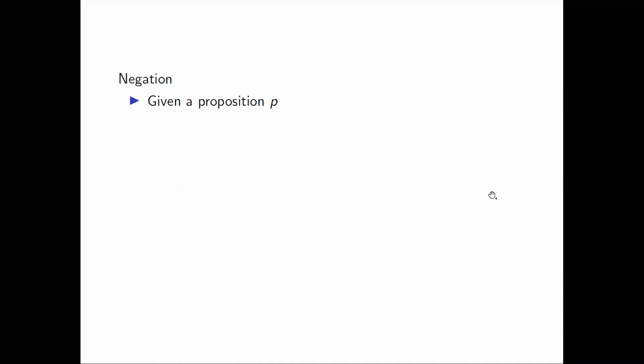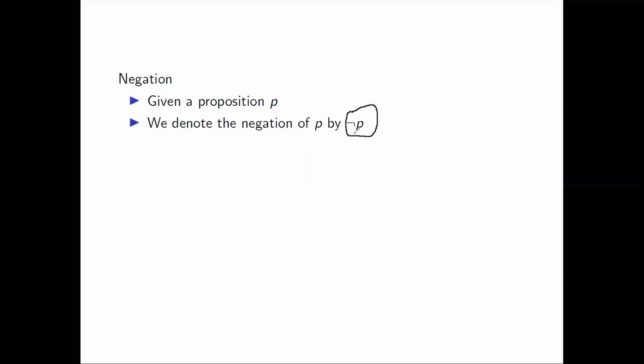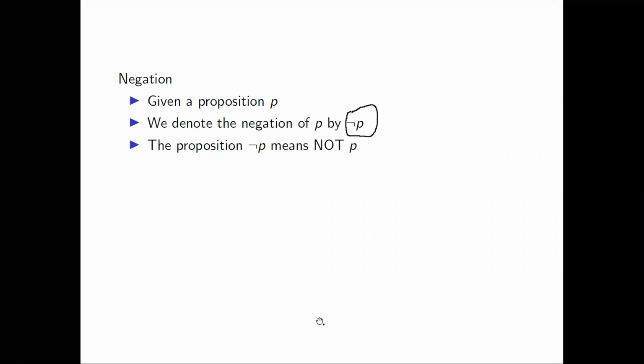So suppose that we have any proposition, and we'll write that proposition with a lowercase letter p. The negation of this proposition, the negation of p, is written as I've denoted on the slide here, and it's said as not p. So what does it mean? It means it is not the case that p.